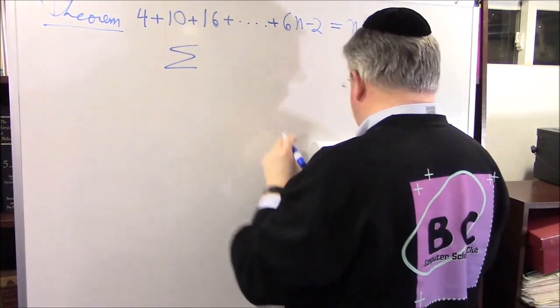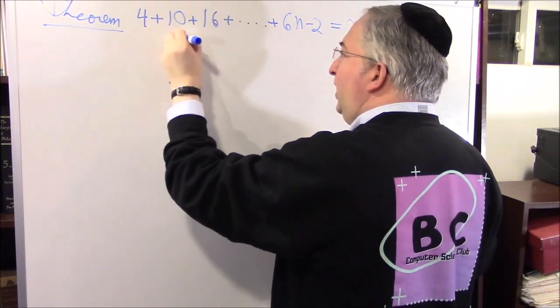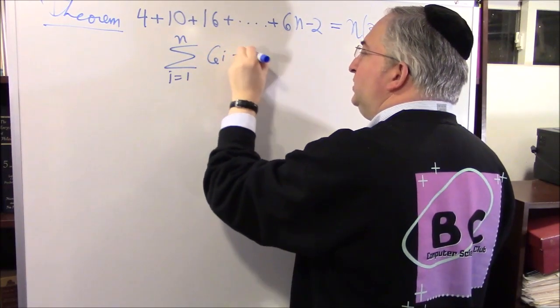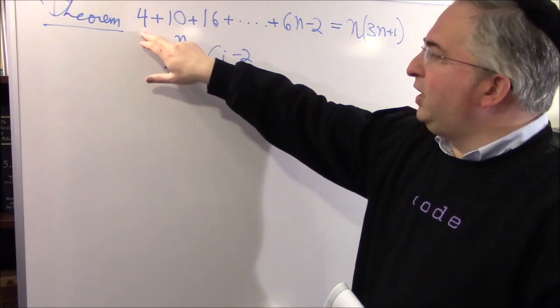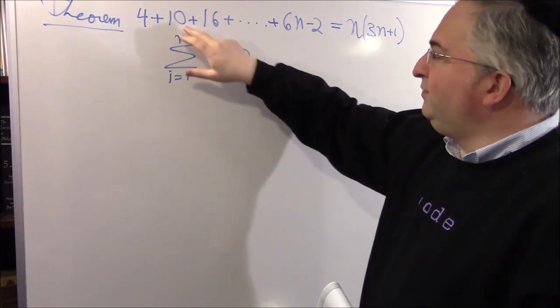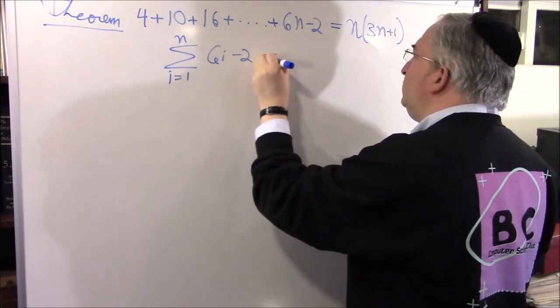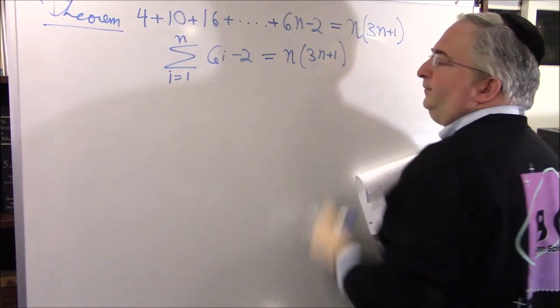Let's just write this the way it's usually written. The sum of i equals 1 to n of 6i minus 2. Instead of starting off at 6, you start off at 4. Instead of the second one being 12, you start off at 10. That's equal to n times 3n plus 1.